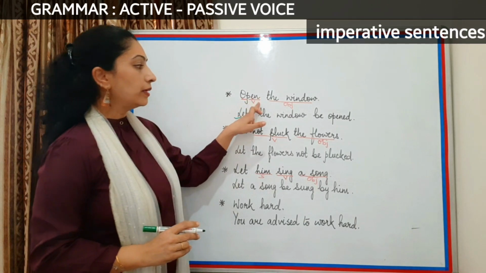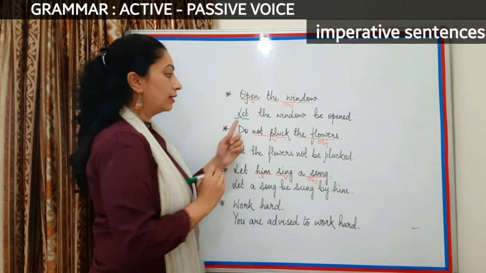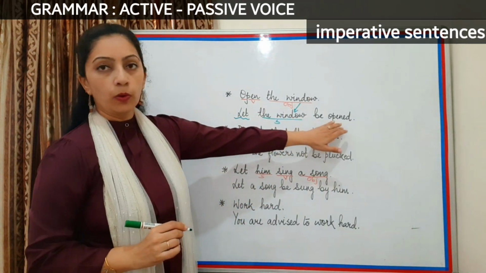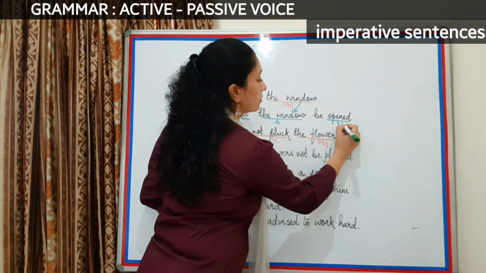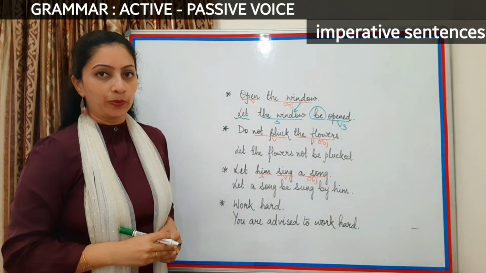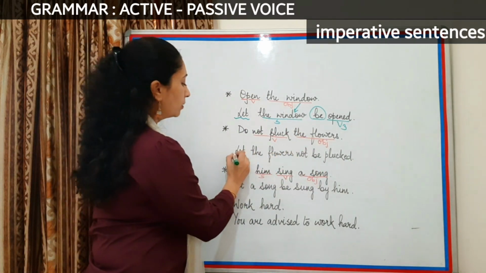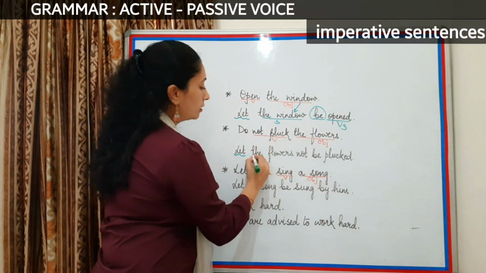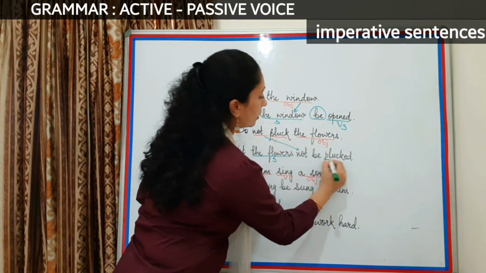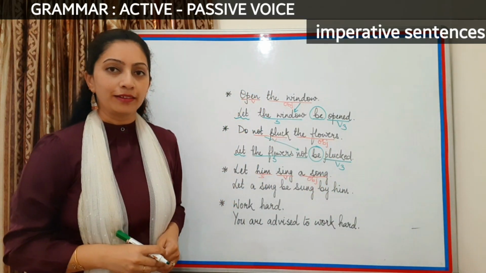Open the window. Now open here is verb, the window is object. So let's change this. I'll start with let. The object will become the subject here. Be opened. Now what has happened to the verb? It has come as V3 form here, and the word be is added extra. Next, do not pluck the flowers. Now this is a negative, so I'm going to start with let. The flowers here will become subject. Not will be as it is. Pluck will become plucked, and an extra word be will be added here.